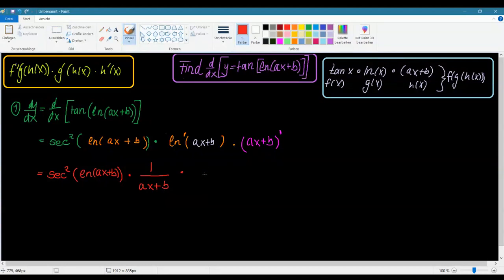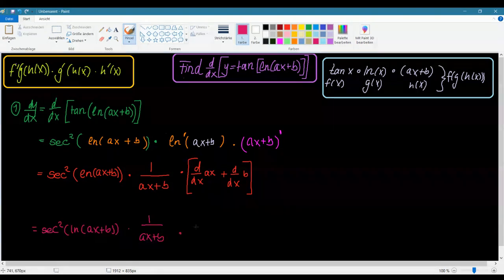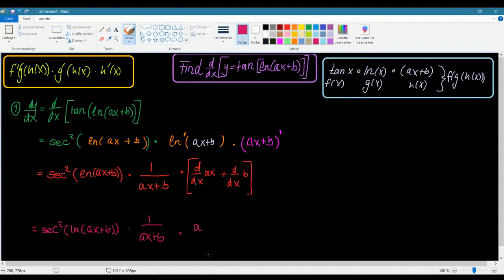So it's going to be 1 over ax plus b times the derivative of ax plus b. The derivative of a sum is the sum of its derivatives, so we are deriving ax with respect to x, and we are deriving b with respect to x. b and a are constants, and x has the exponent 1, so this is just going to become secant squared x of ln of ax plus b times 1 over ax plus b times a, and that's all.